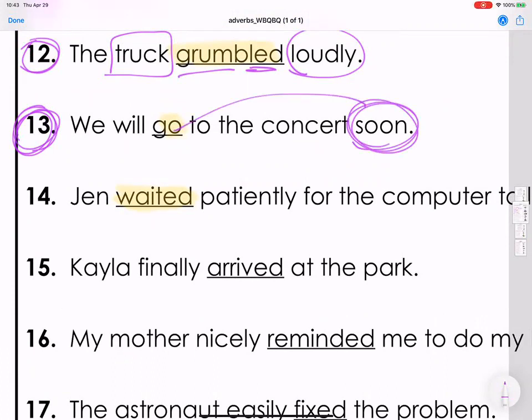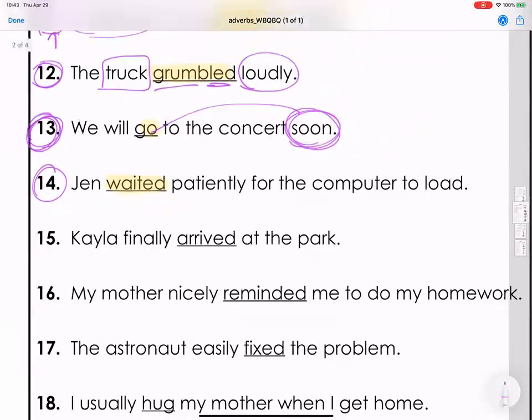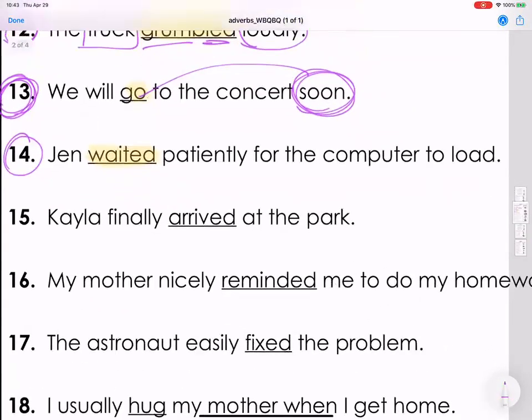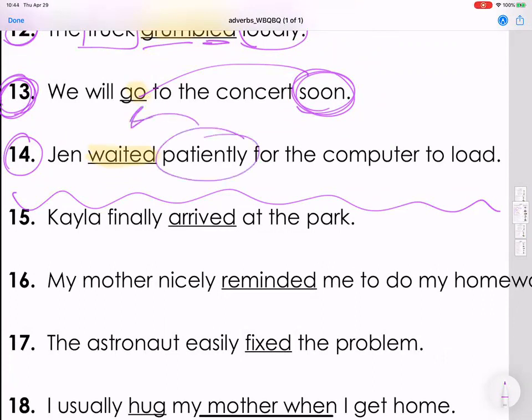All right, number 14, our last one here. So Amanda, why don't you read that one for us? Sure. Jane waited patiently for the computer to load. Nice. So what's the adverb, guys? Patiently. Very good.